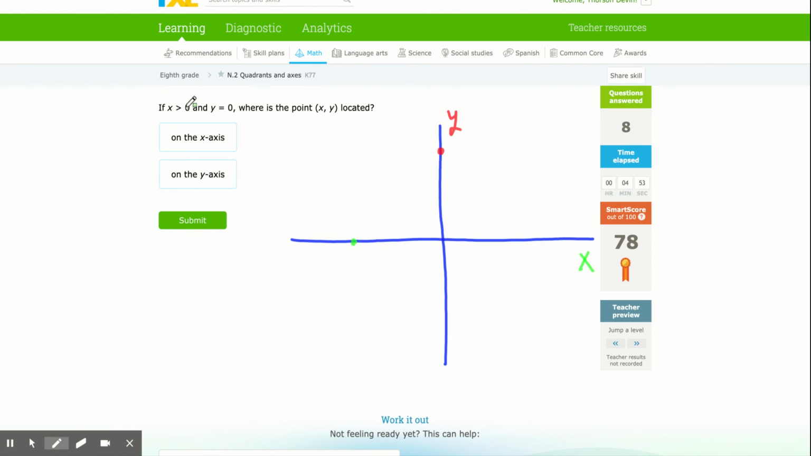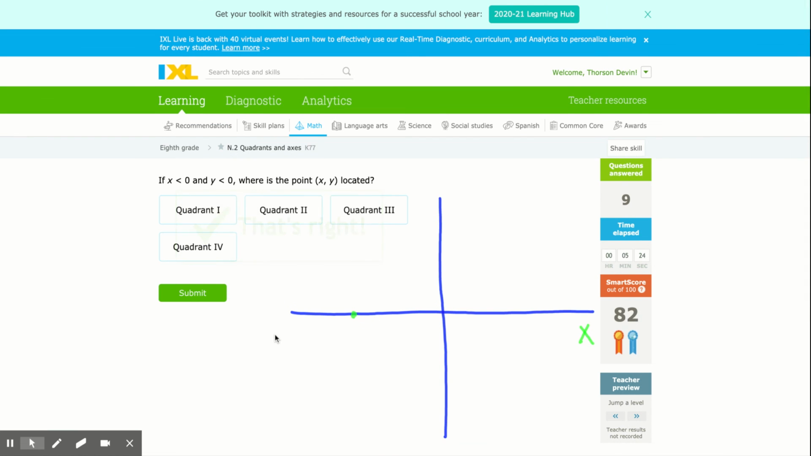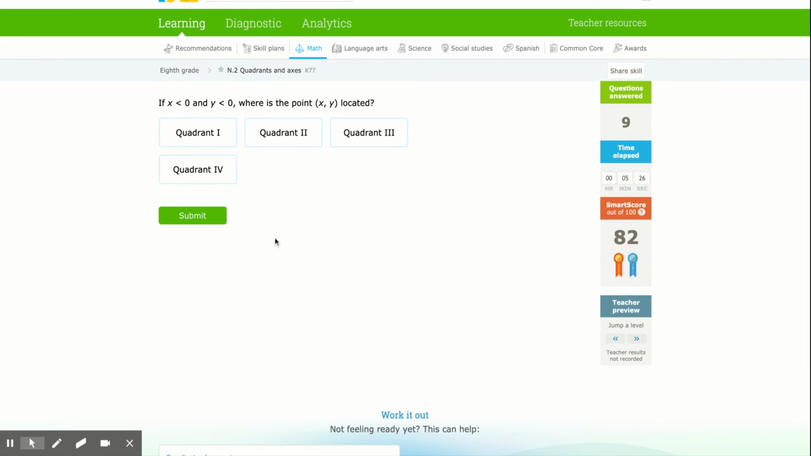So here, when it says x is greater than 0, that means x must be positive. That means I'm over here somewhere, but it says y is 0. So I'm going to be somewhere on this positive x-axis. I'm on the x-axis. So just try to make a mental note of that: if you're on the vertical y-axis, the opposite variable is 0. X is 0. If you're on the horizontal x-axis, then the y value is 0.